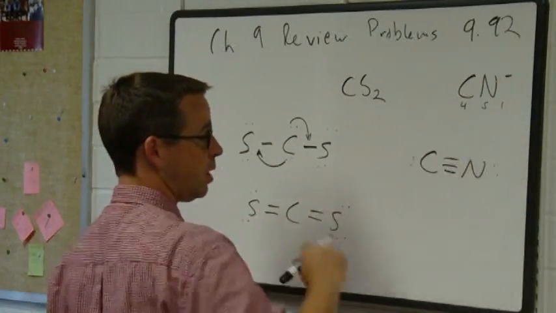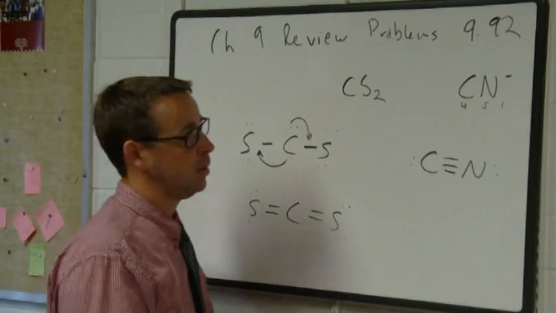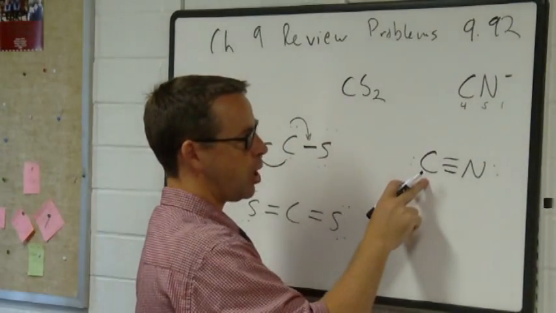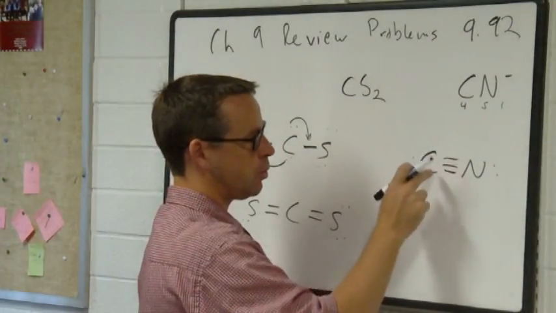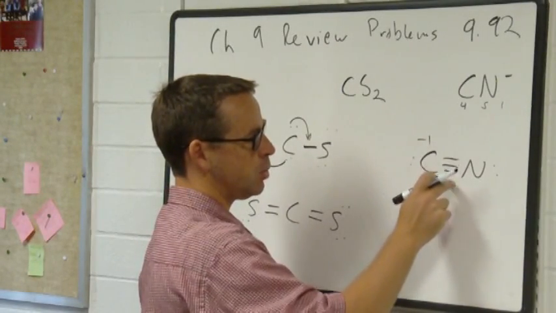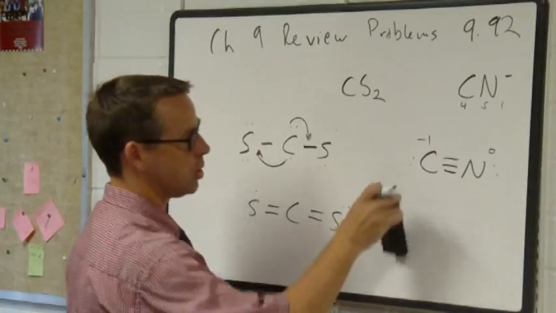Because this whole thing has to have a net formal charge of -1 because it's an ion, right? So carbon brought 4 electrons, has 1, 2, 3, 4, 5. So that is a -1 charge. Nitrogen brought 5, has 1, 2, 3, 4, 5. So there's a 0. So the negative charge is on the carbon atom.